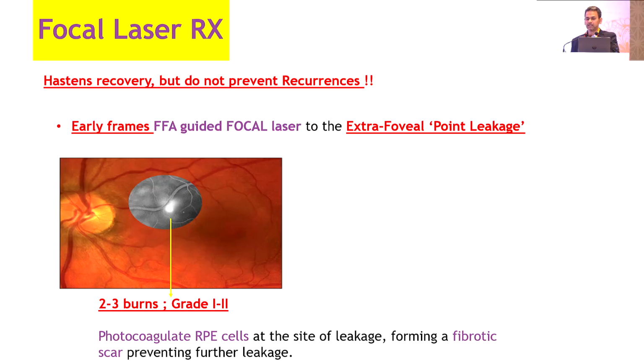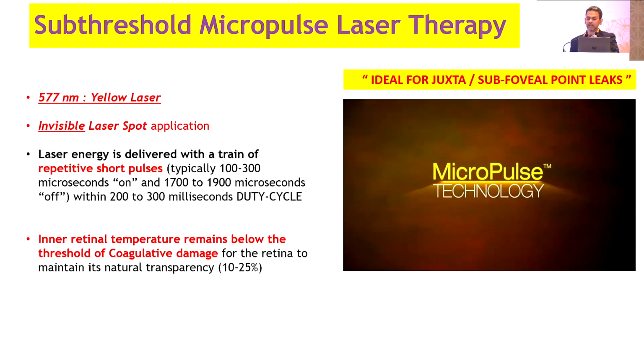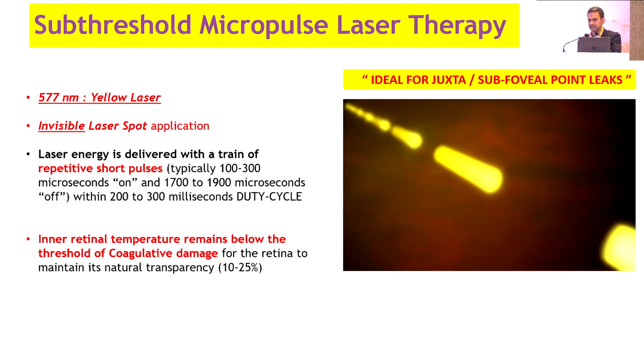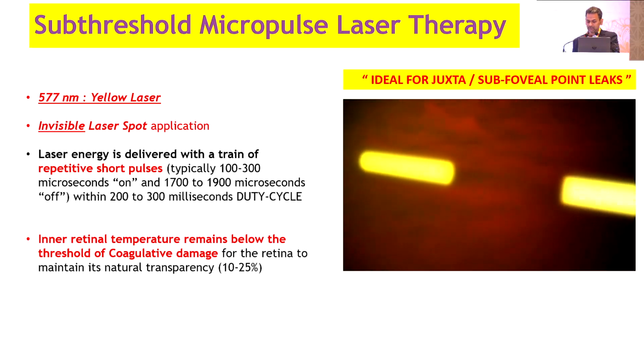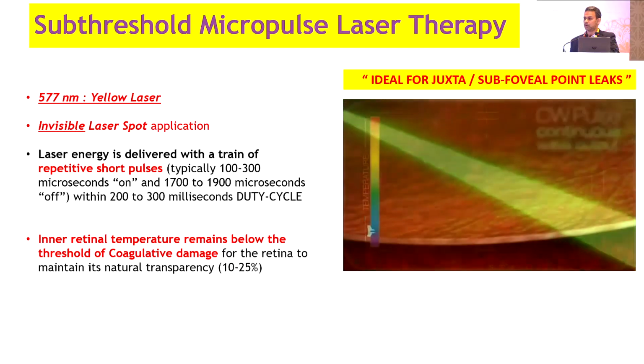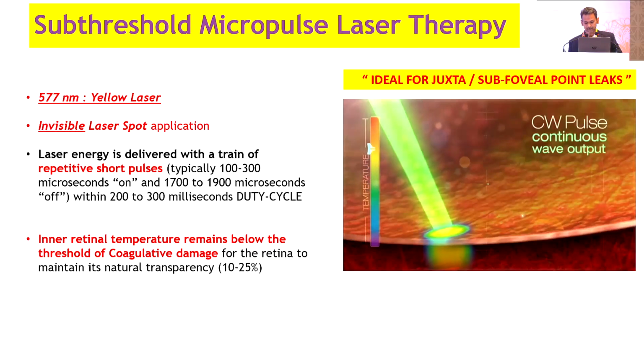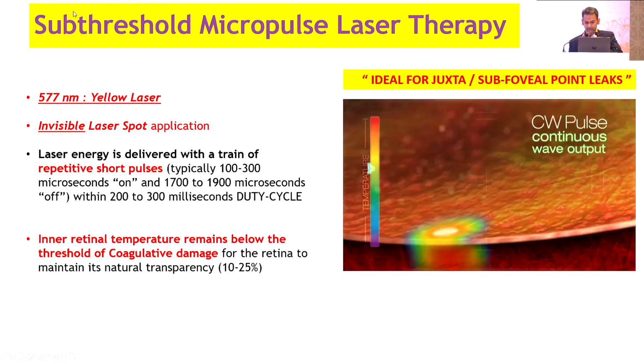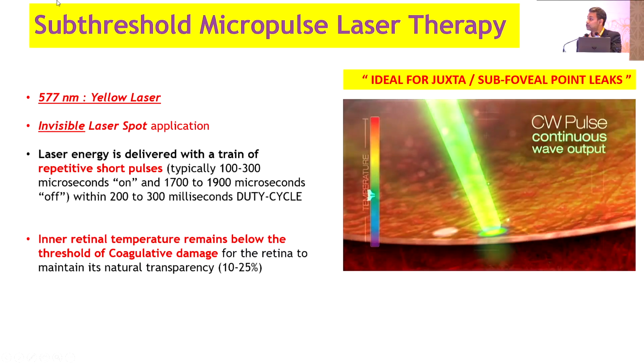The commonest modality, which all of us know, is focal laser to the early FA point leaks outside the fovea. Give very gentle grade 1 to 2 just-visible burns, 2 to 3 burns, to basically stop the RPE leakage with minimal scarring in that area. But when it happens in the subfoveal or juxtafoveal area, you can't treat these cases with conventional laser, because it has the problem of collateral damage to the overlying neurosensory retina.